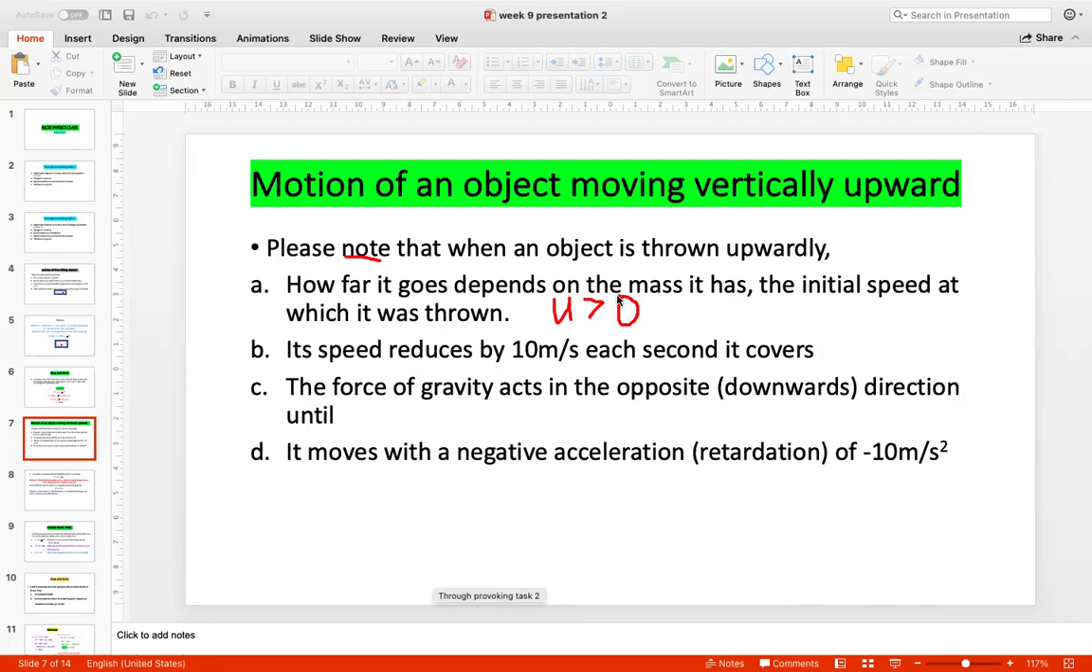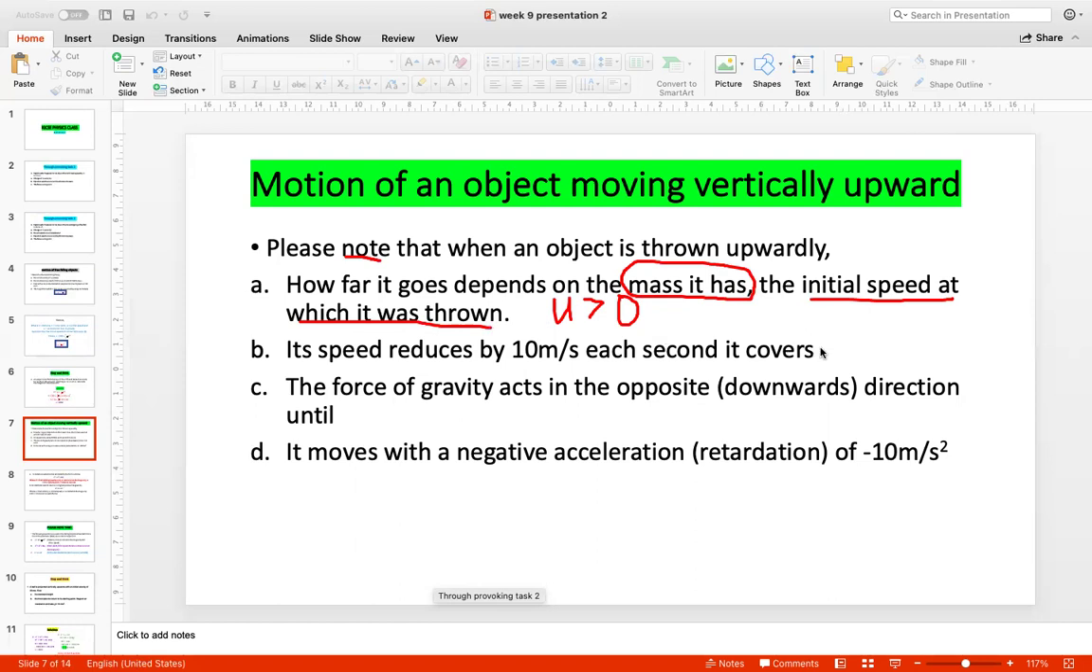So if the velocity is zero, we don't expect it to move. Gravity is pushing it downward, and we want this object to go upward, so there will be no movement detected. How far this object goes depends on its mass, though mass is somehow a non-state function. We don't consider it much. That's why it's never indicated in any of the equations we're going to look at. But its initial speed will determine how far this object goes, as well as the amount of force applied on it.